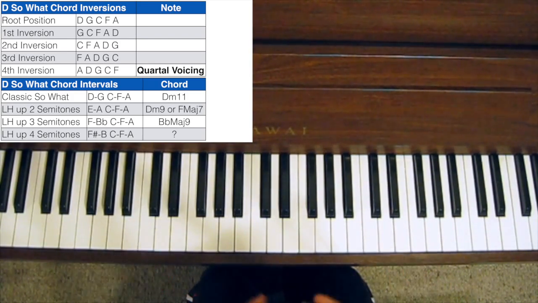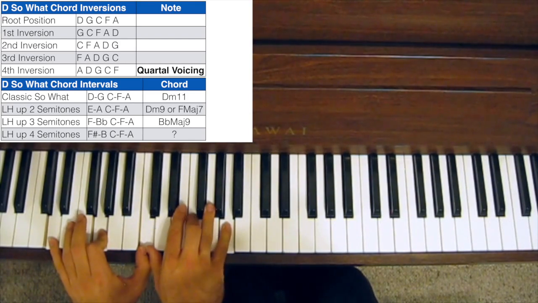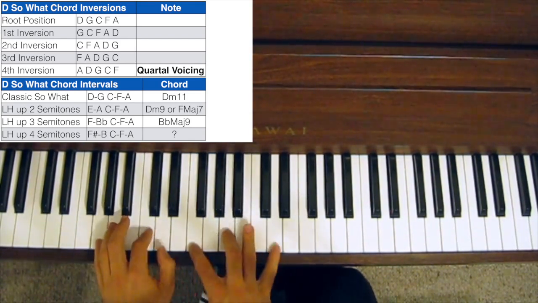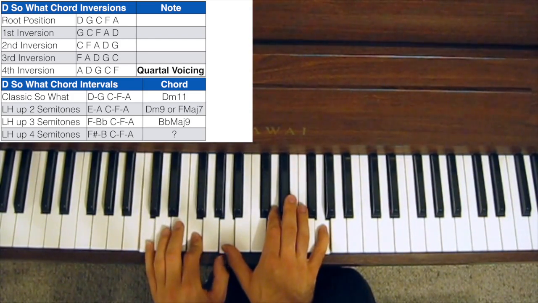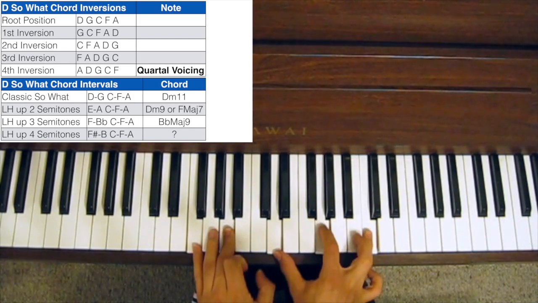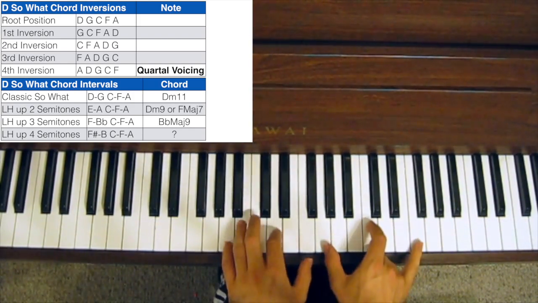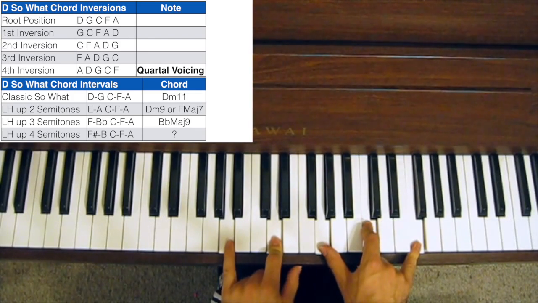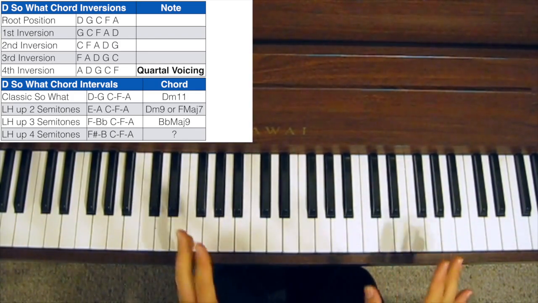And like any other chord, this one has inversions. So if we play the D So What chord voicing, say, in root position, then we can move the D up to the top and get first inversion, move the G to the top, get second inversion, move the C to the top, get third inversion, and if we move the F up to the top and get fourth inversion, notice that the major third has disappeared and we have a quartal chord voicing, which is a voicing used a lot in modern jazz and which I will leave for a different video.